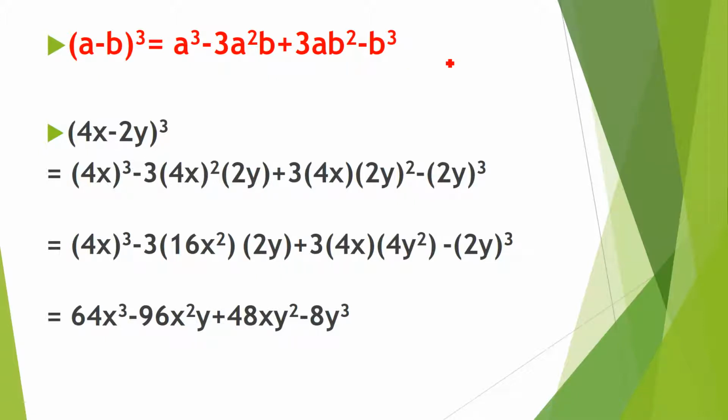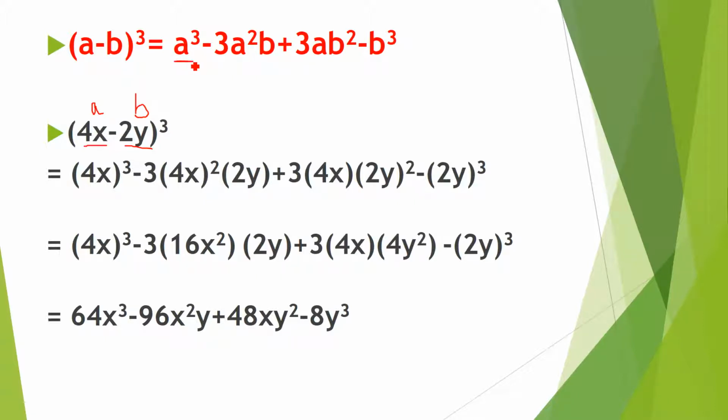Again, the formula is here. Now, I told you that instead of a and b, we can have anything, any variable, any integer. So now we have 4x minus 2y. So wherever you will see a in this formula, you have to write down 4x. And wherever you will see b, you have to write down 2y. Clear? Now we will solve it on the basis of this.